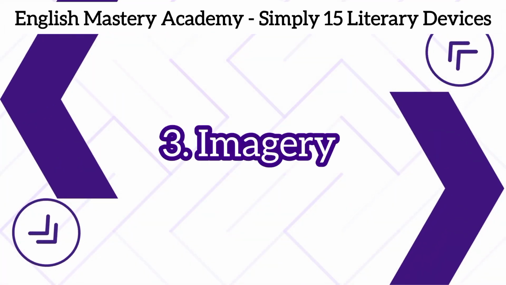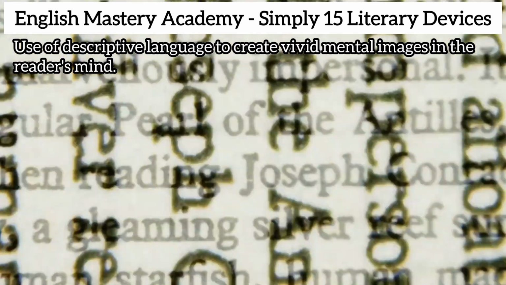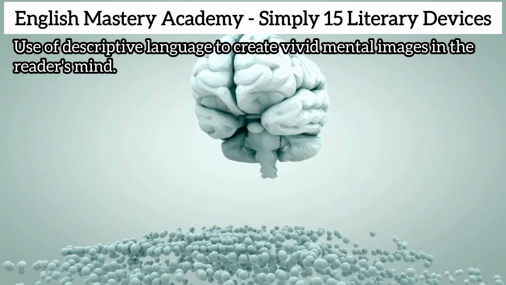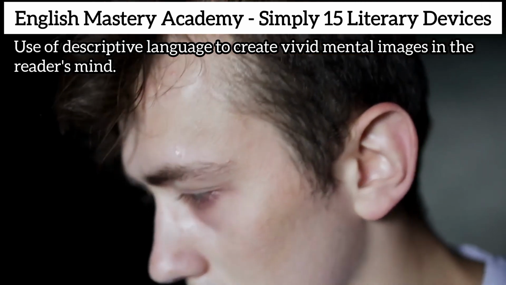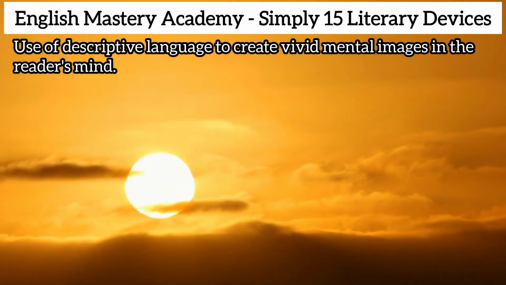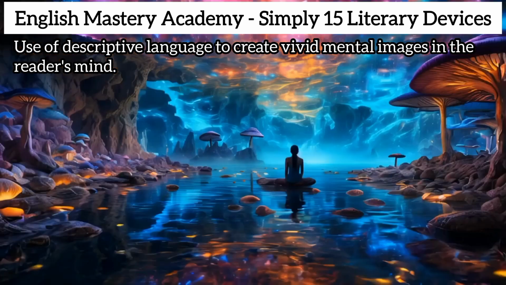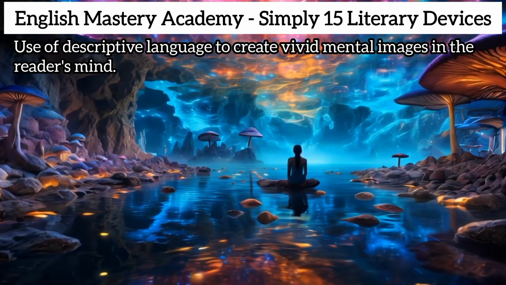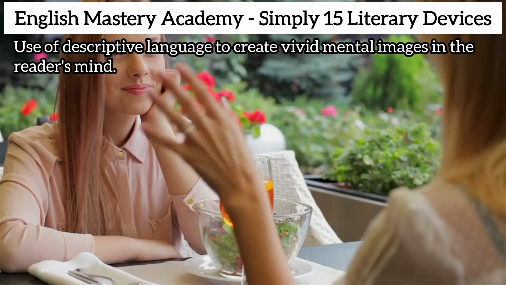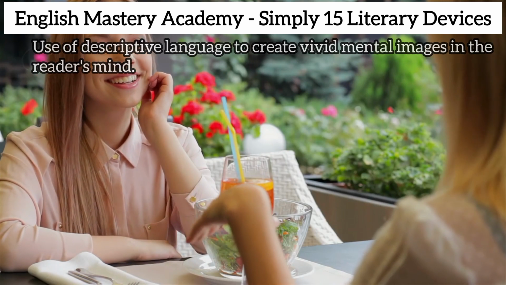Following up is third, imagery. Imagery in literature is like painting with words. It's when authors use vivid descriptions to create mental pictures in your mind. Think of it as a movie playing out in your head as you read. For example, when a writer describes a sunset as a golden blanket spreading across the sky, that's imagery. It helps you feel like you're right there in the story, experiencing everything the characters are experiencing. So next time you read a book, pay attention to the imagery used. It'll make the story come alive in your imagination.